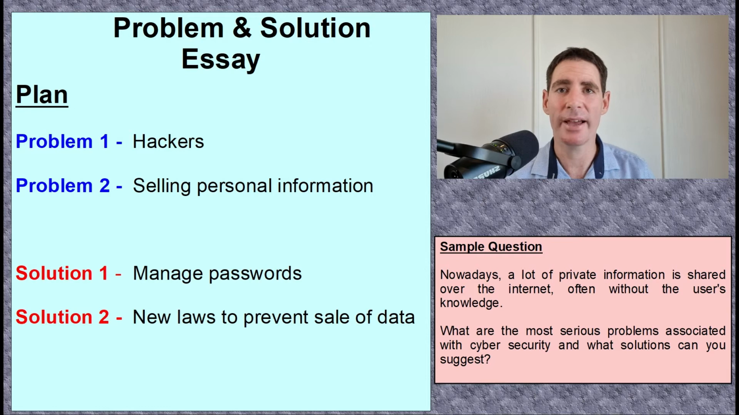So here is my plan. I have decided I have 2 main problems. The first issue with cybersecurity is hackers, and the second is businesses selling personal information. My solution to the hackers is to manage passwords better, and my solution to businesses selling information is for the government to make new laws which stop the sale of data.